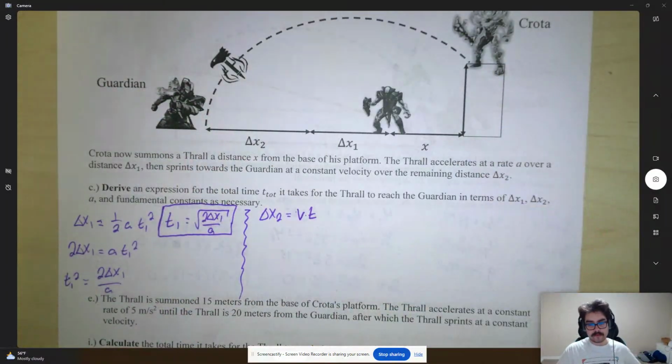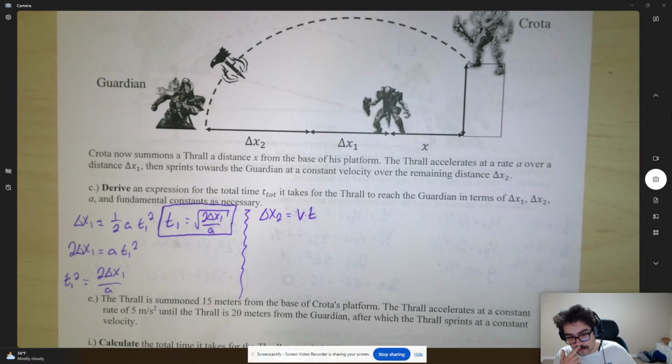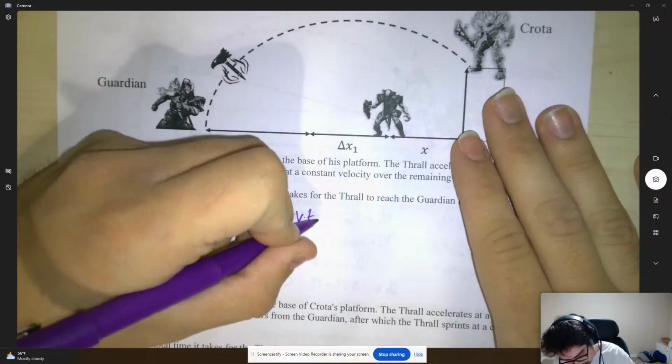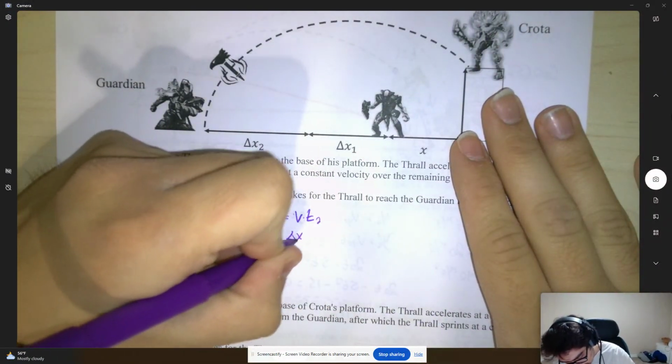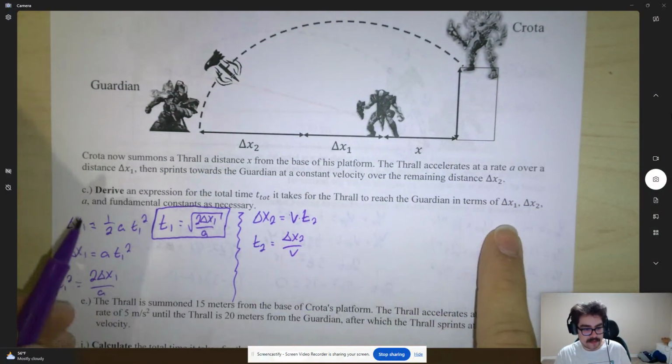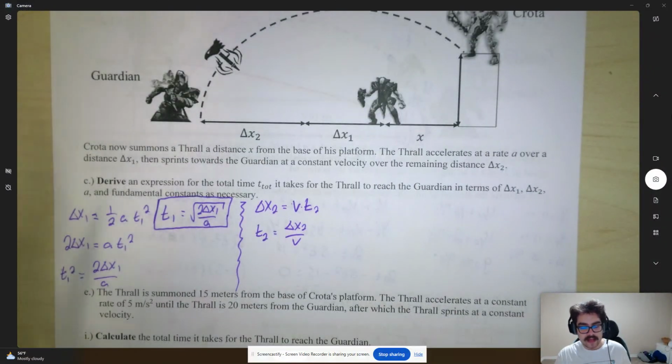Now this looks simple, and you just divide by v on both sides to get t2 is equal to delta x2 over v. But here's the thing: v is not permitted as per the problem. So I actually need to now solve for what v is at the end of the acceleration.